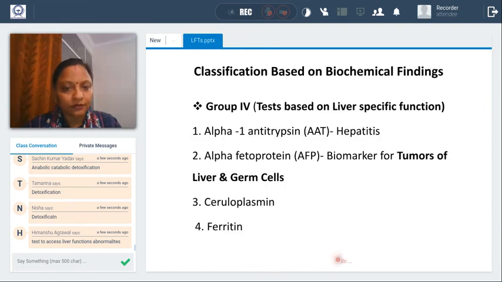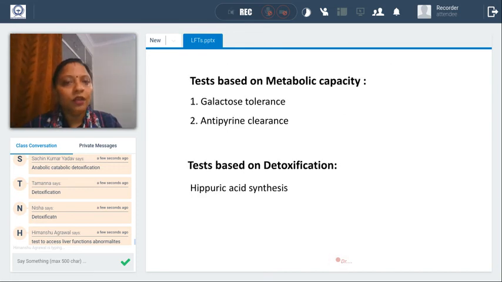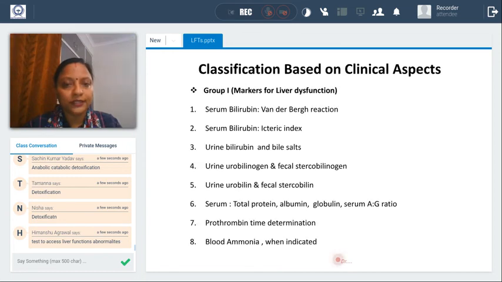Time is increased. These are liver specific tests. These are plasma proteins like alpha 1 antitrypsin, AAT. These are globulins, alpha fetoproteins, ceruloplasmin, and ferritin. These are liver specific proteins. Tests based on metabolic functions: galactose tolerance, antipyrine clearance, and hippuric acid synthesis for the detoxification or metabolism of xenobiotics.